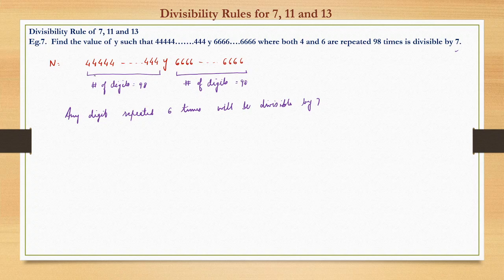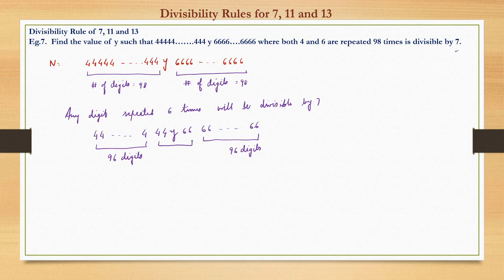So for this 98, we can write it in blocks of 16 times. So 6 into 16 will give 96. So 2 fours will remain here. So I can write this as 4, 4, 4, 4, 4. So here this is 96 digits, right? Then y, 6, 6, then 6, 6. This is again 96 digits.